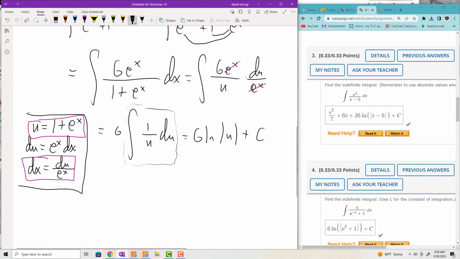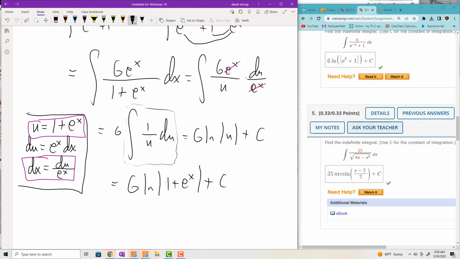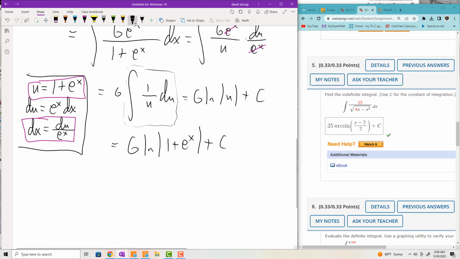And then finally, you just back sub. Okay, so it'll be 6 ln absolute value 1 plus e to the x plus c. Not a bad idea. Number 5.